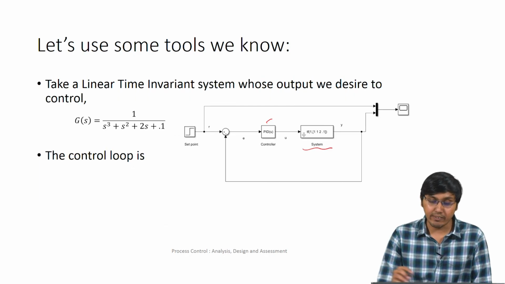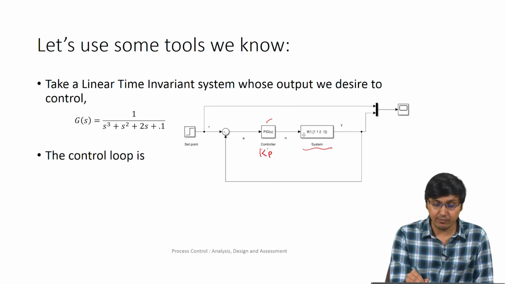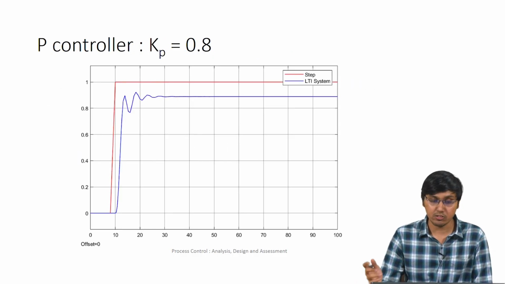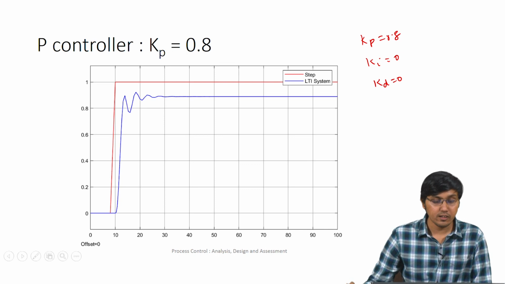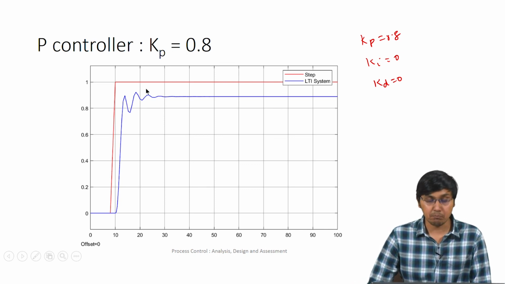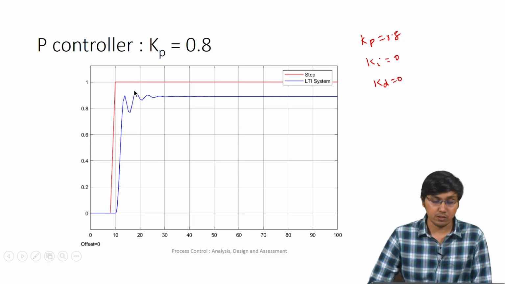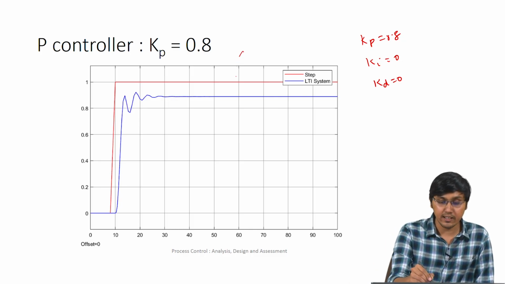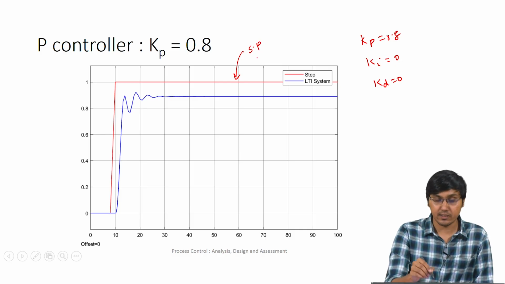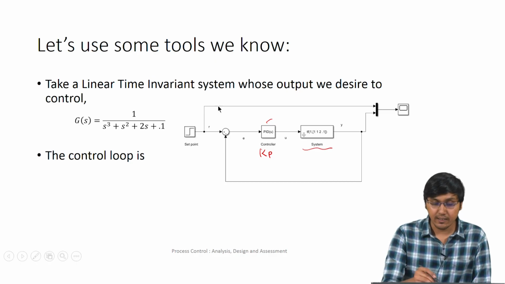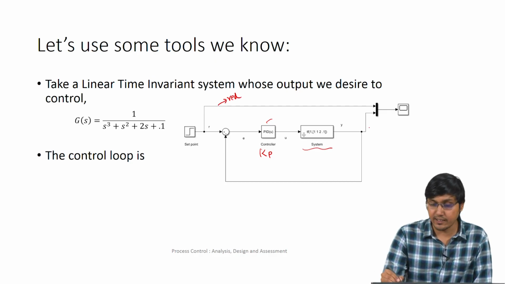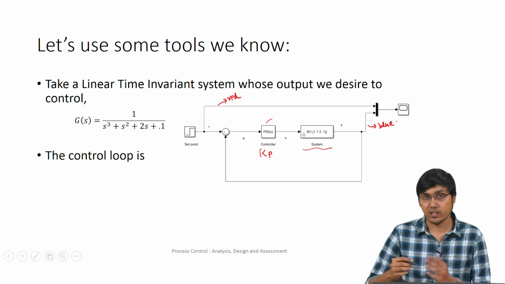When we have this controller as a P controller, which is only Kp, with Ki and Kd equal to 0, the proportional gain is 0.8 here, the integral gain is 0 and the derivative gain is also 0. So it is a P controller. When we give a step input, this red line is the input, the set point, which is how we want the controlled variable to change, and this blue line is how the controlled variable is actually behaving.